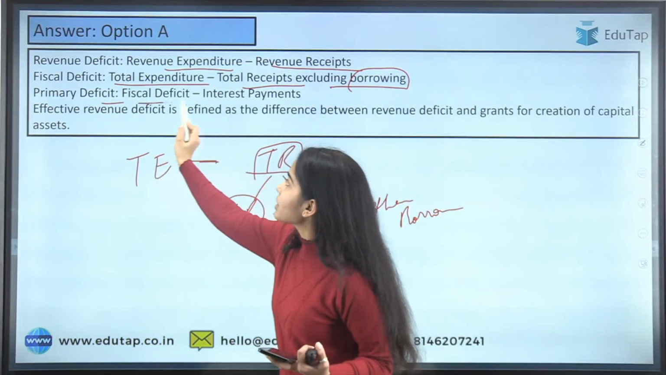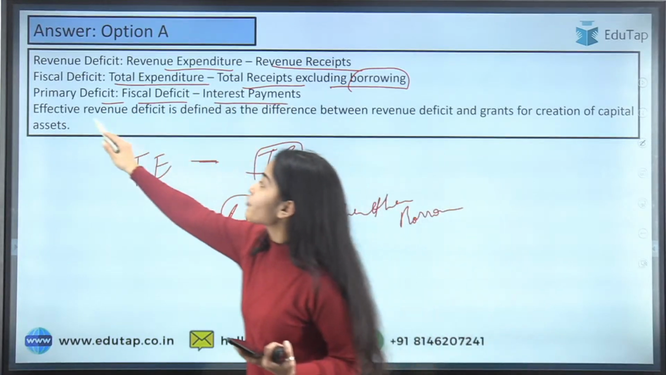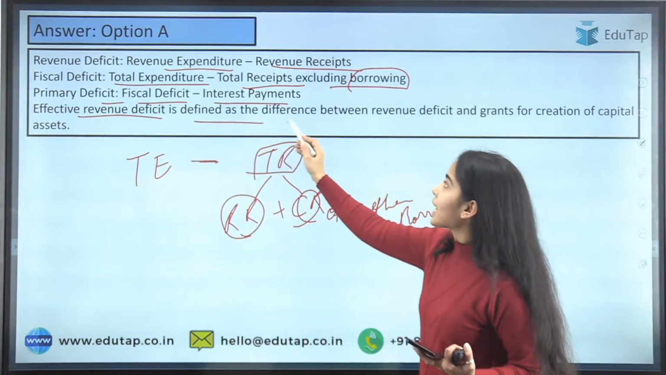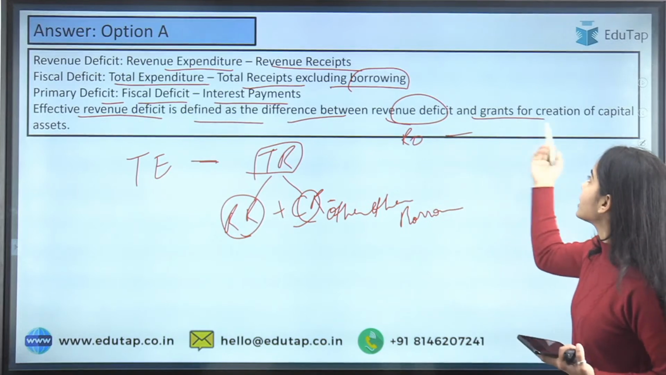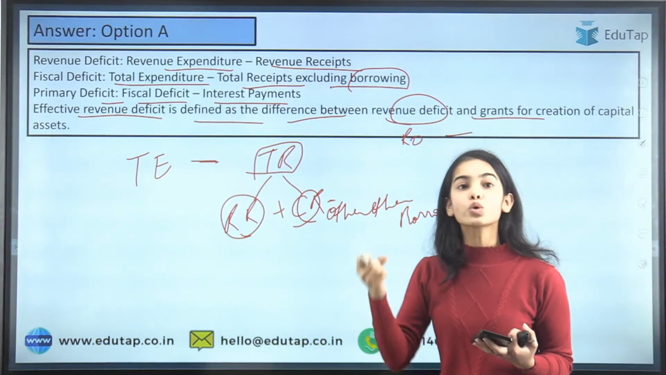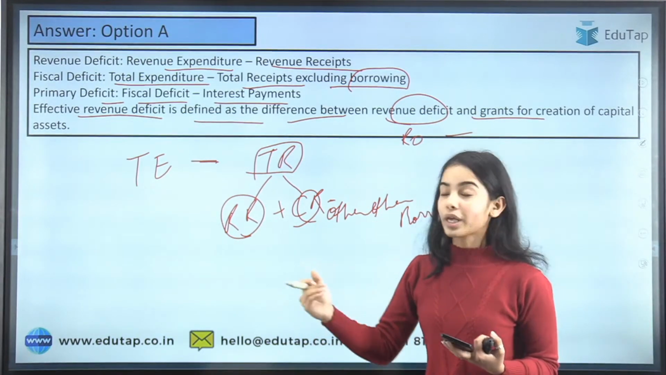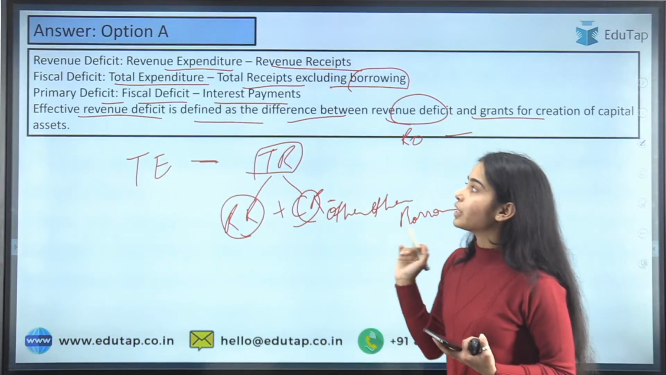Primary deficit means the fiscal deficit minus interest payments. Effective revenue deficit means the difference between the revenue deficit and the grants, that is, how much of the grants is being used for creation of capital. Okay, so that is effective revenue deficit.